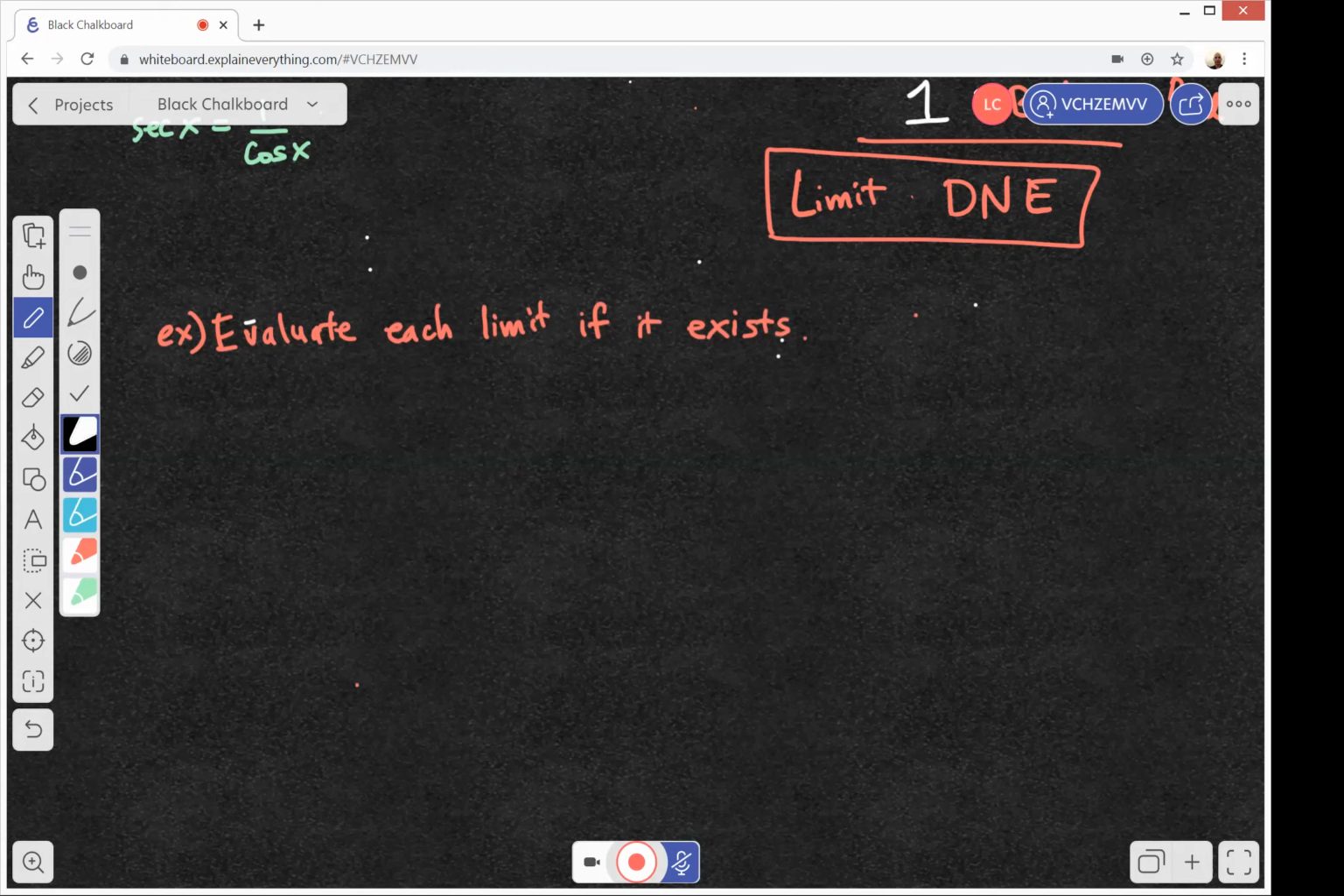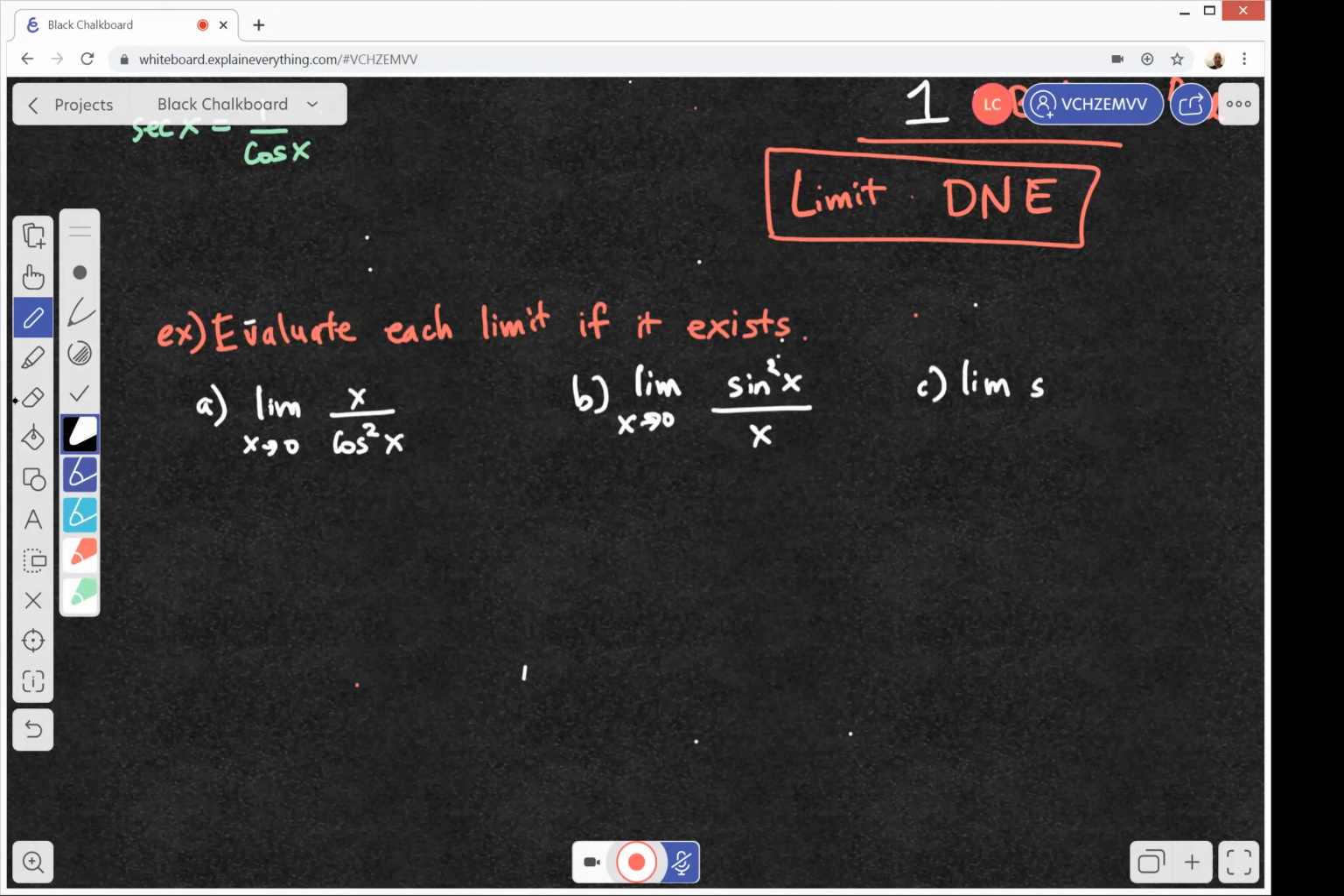Example, letter A. The limit of x over cosine squared x as x approaches 0. Your next example is the limit of sine squared x over x as x approaches 0. And the last example, letter C, is the limit of sine squared x over x squared as x approaches 0. Okay, so 3 examples.